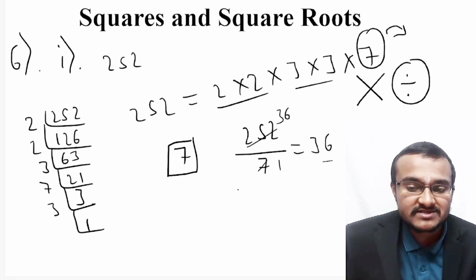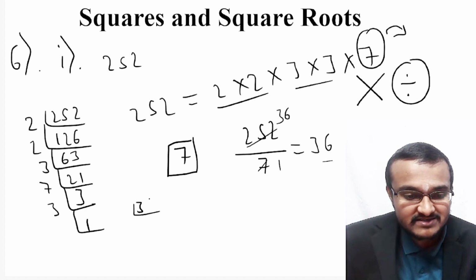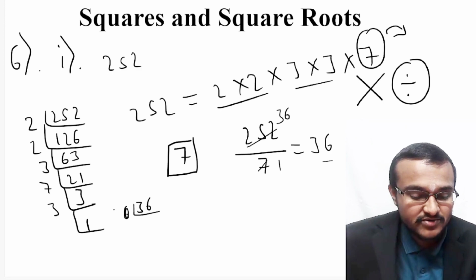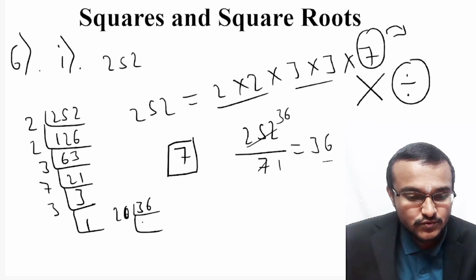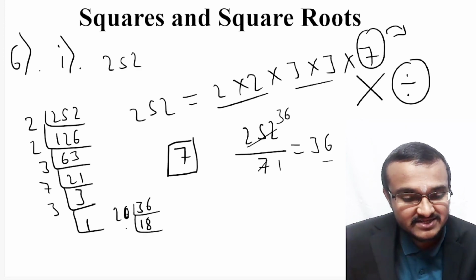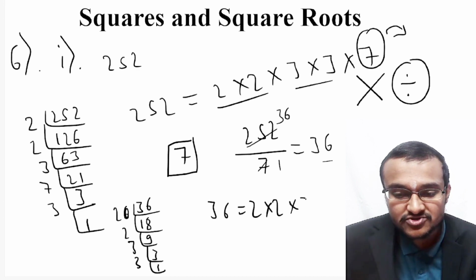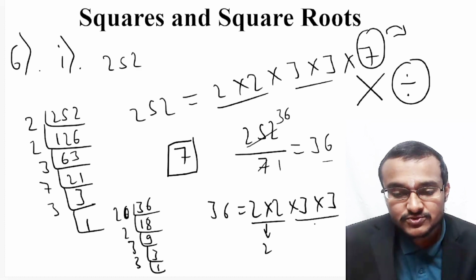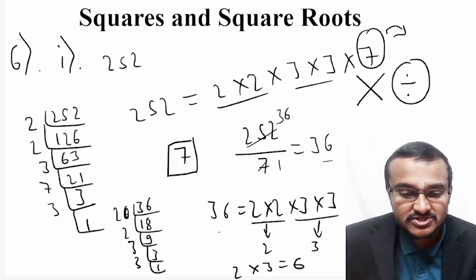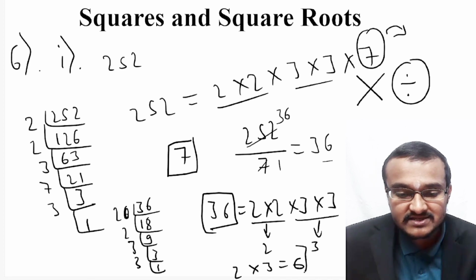So what is the square root of 36? Again you can use the prime factorization method. You can use 6 or you can use 2. 2 1s are 2, 2 8s are 16, and again you can use 2, you will get 9. You can use 3 3s. So here 36 is equal to 2 into 2 into 3 into 3. You can pair up these, so one number is 2 and the other number is 3. Doing 2 into 3, you get 6. So the square root of 36 is 6.